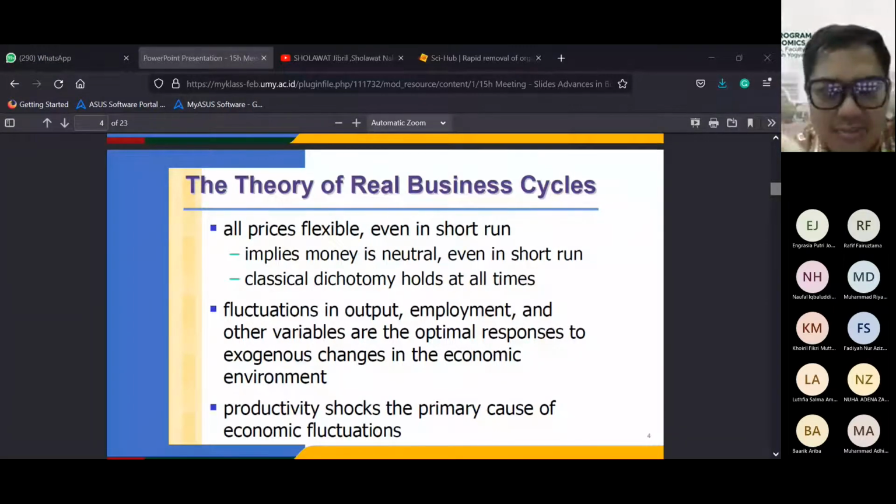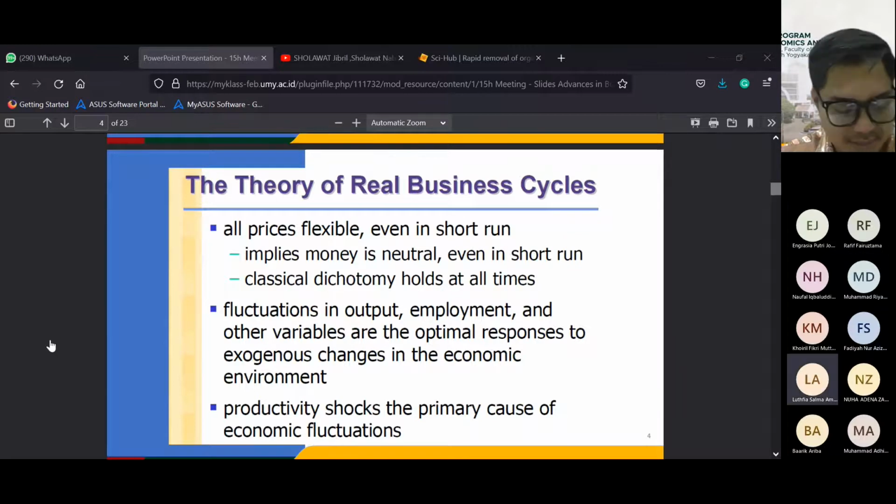Okay, the next one I want to ask is Sister Lutfi. Lutfi, could you please give another perspective? What is business cycles? Sister Lutfi? Any idea? Hello? Yes, Sister Lutfi, please. Any idea? Okay, the last one is Barik Ariba. Barik Ariba, can you give us a brief explanation? What is business cycles?